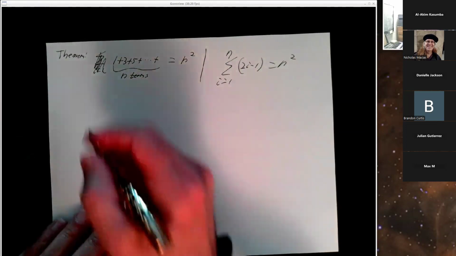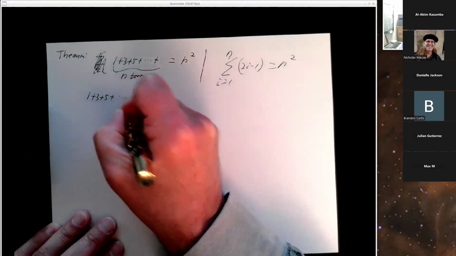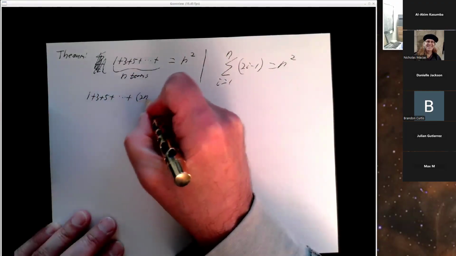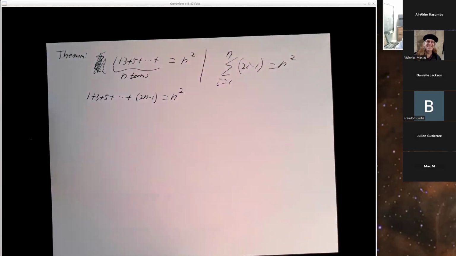If I want to think of it as dot dot dots, this would be 1 plus 3 plus... sum all the way up to and including 2n minus 1 is n squared. So let's prove this with mathematical induction.